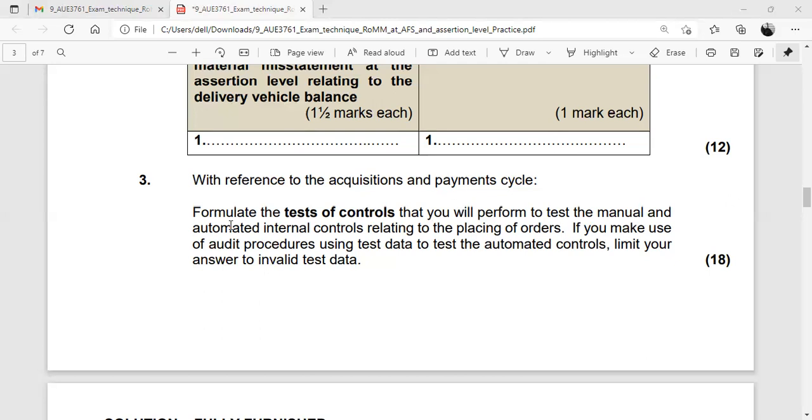But when you test the detail now, you look at things like cutoff, you look at things like occurrence, you go deep. So that's why they are called substantive tests of details. But the controls are only concerned with validity, accuracy, and completeness.